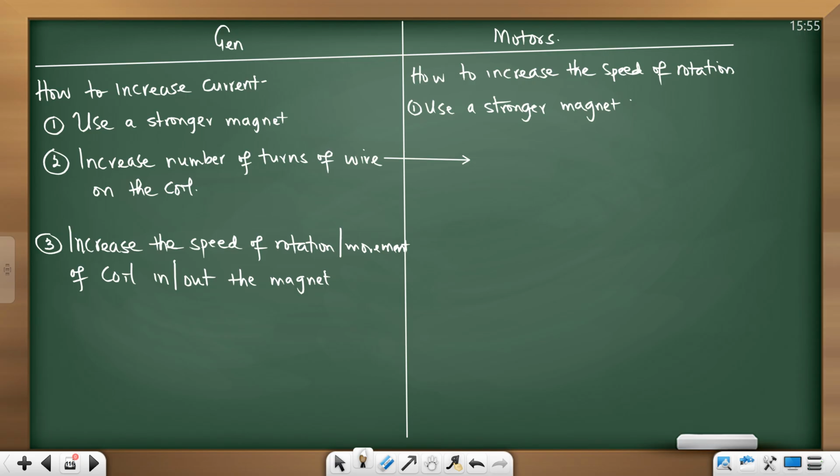While in this one, what do we do? We increase current. We increase speed of rotation by increasing current. Yeah, it's fine. Increase current or decrease what? Resistance.